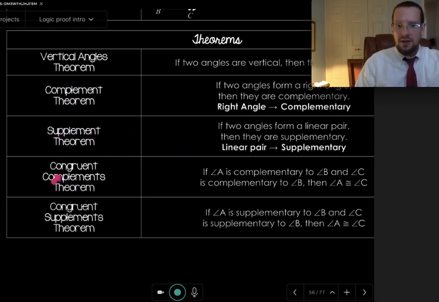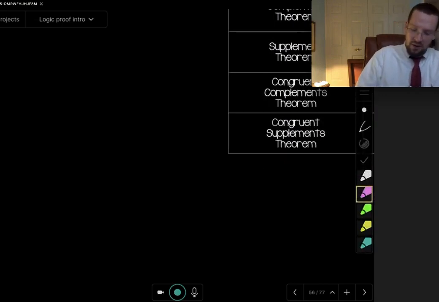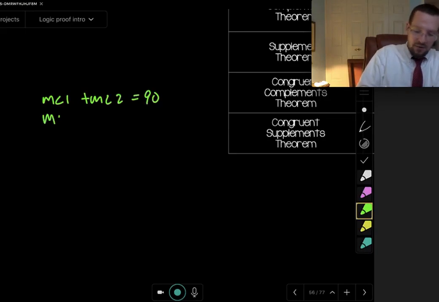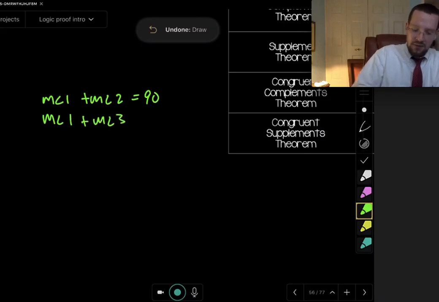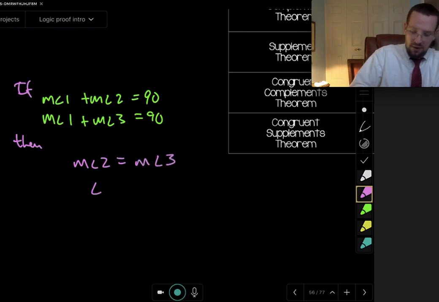Now, I want to look at the congruent complement theorem and congruent supplement theorem. They're basically the same, just with different values. So I'm going to do congruent complement over here. I have the measure of angle 1 plus the measure of angle 2 is equal to 90. We have the measure of angle 1 plus the measure of angle 3, some other angle, is equal to 90. And what this says is, if this is true, then we conclude that the measure of angle 2 must be the same as the measure of angle 3, or another way to think of it is that these two angles must be congruent.